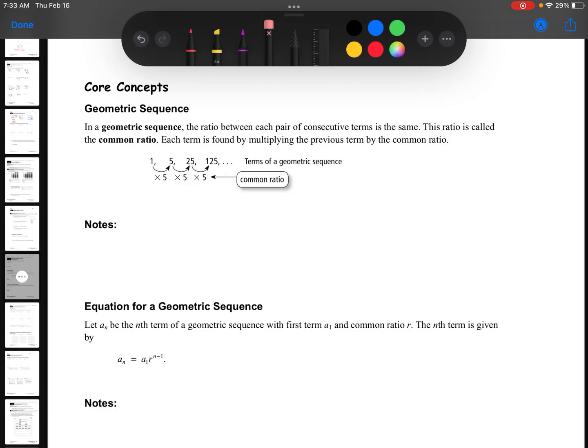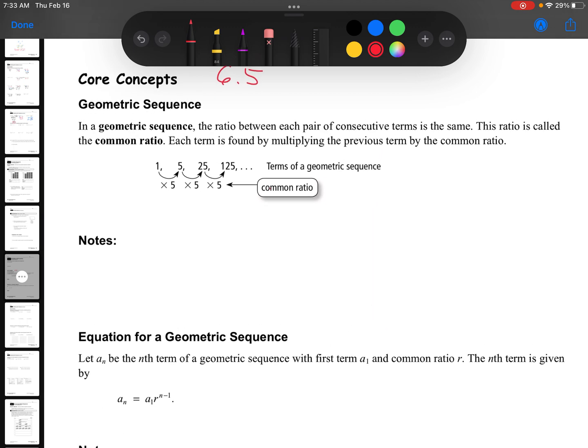This is going to be our lesson 6.5 now. Last time we talked about section 4.6 where we learned a little bit about arithmetic sequences. This time we're going to learn what geometric sequences are about.